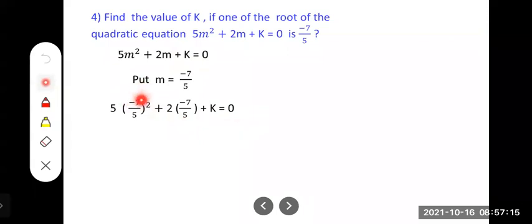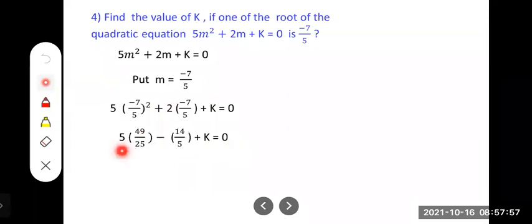Here, minus 7 upon 5 the whole square. So you take the square of this: minus 7 square and 5 square. Minus 7 into minus 7, how much will you get? And 5 into 5, how much will you get? So 5 into minus 7 into minus 7, you will get 49. 5 into 5, you will get 25. Clear? Then here plus is there, here minus is there, so plus into minus becomes minus. Now you multiply this 2 to the numerator: 2 into 7, 14. Write this 5 as it is. Then plus k equal to 0.